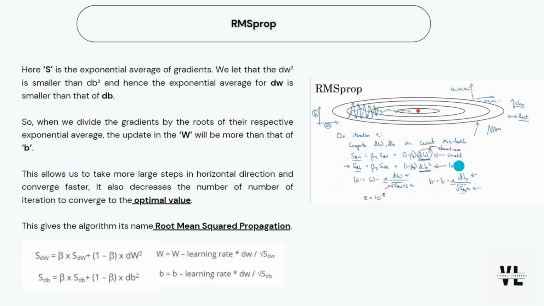And for the bias, since we are using a large term here for db squared, we're going to divide it by the square root of Sdb, which is computed by the exponentially weighted moving average formula. Since it's large, the division is going to give us a very small term, and the adjustment to the bias will be very small. We also introduce an epsilon term, which is added to the square root of SdW when we divide the gradients. This basically helps to avoid division by 0.